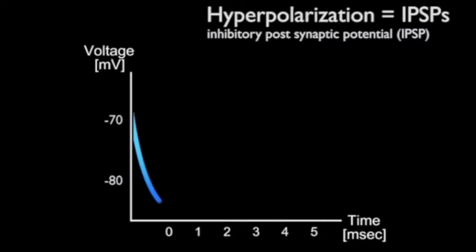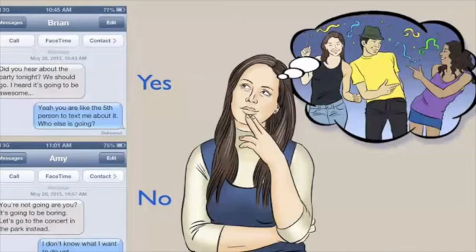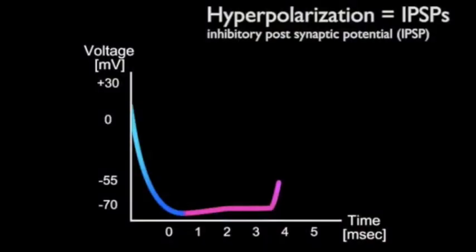Ultimately, you make a decision to attend the party, that is, have an action potential, or not. Your decision is based on the sum of all of the EPSP and IPSP messages you received across time and space from your friends. If the sum of all of the messages is a depolarization that exceeds threshold, you will spring into action and attend the party.